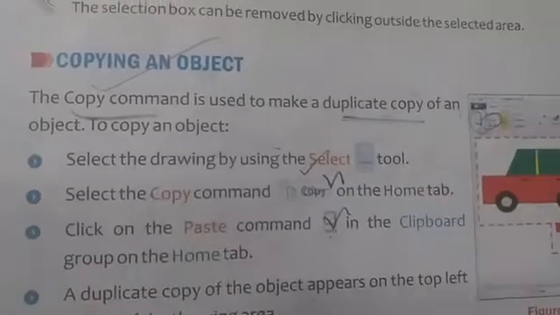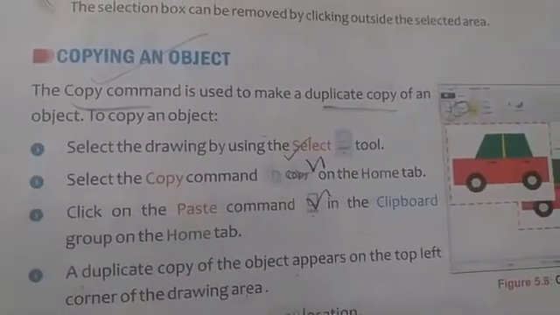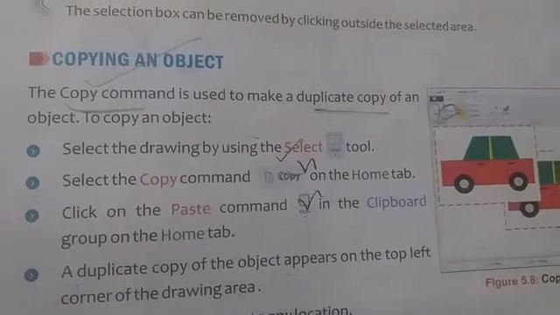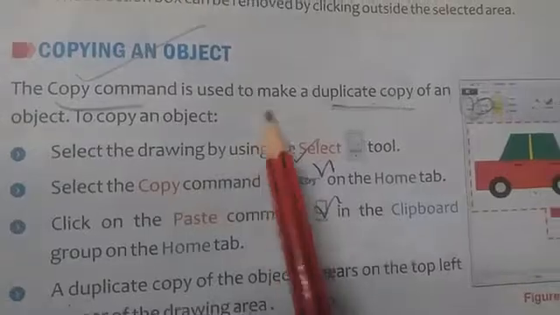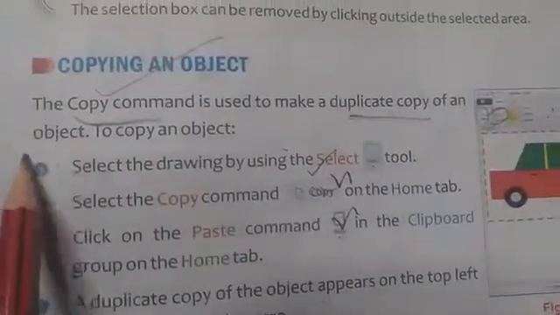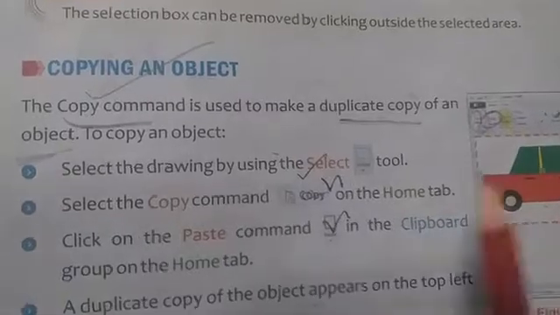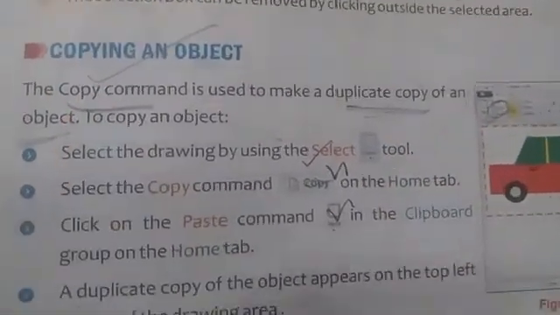So after this we have copying an image or any object. How we can create a copy of any particular object. So copy means क्या होता है? Copy command is used to make a duplicate copy of an object. Object means any particular shape. उसकी अगर हमने duplicate copy create करनी है, then we can use this copying an object.